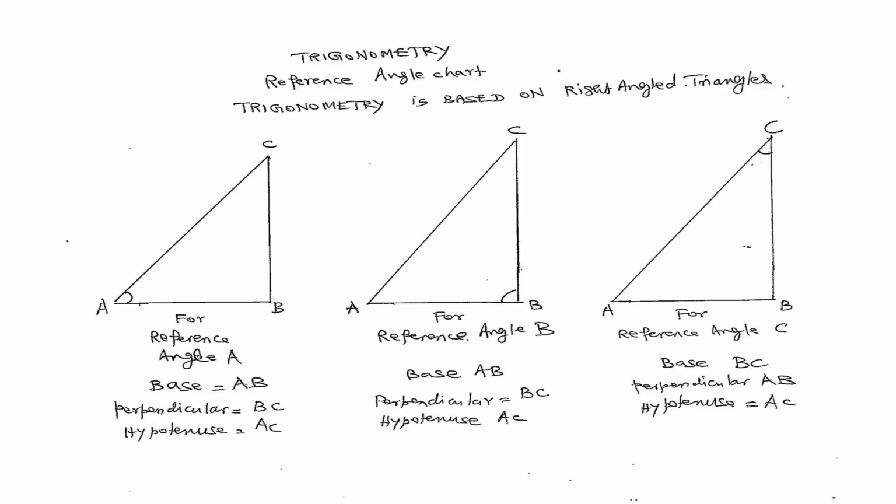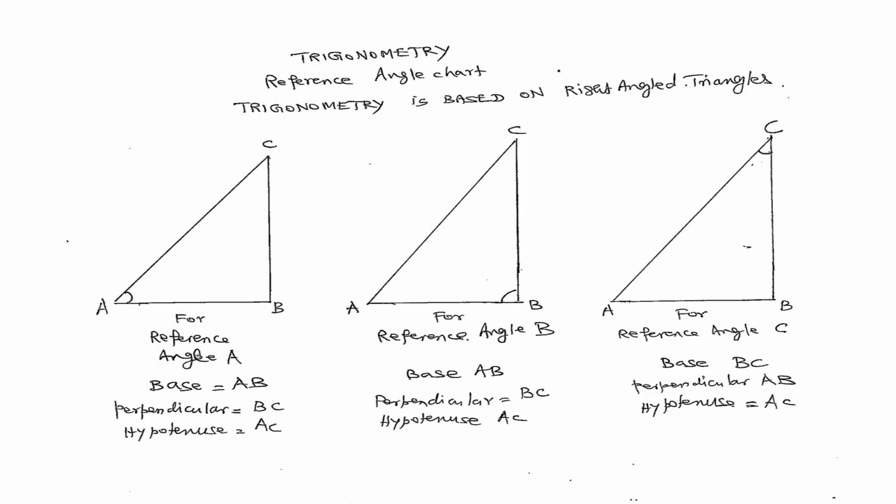Now base and perpendicular will change according to the reference angle, but the hypotenuse will remain constant. For reference angle A, perpendicular is BC and base is AB. For reference angle B, perpendicular is BC and base is AB. For reference angle C, base is BC and perpendicular is AB. Hypotenuse in all these cases will be the same.